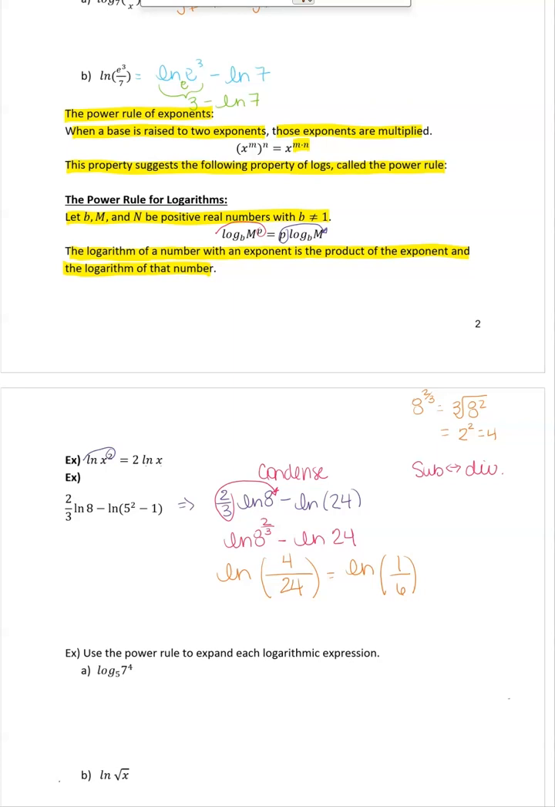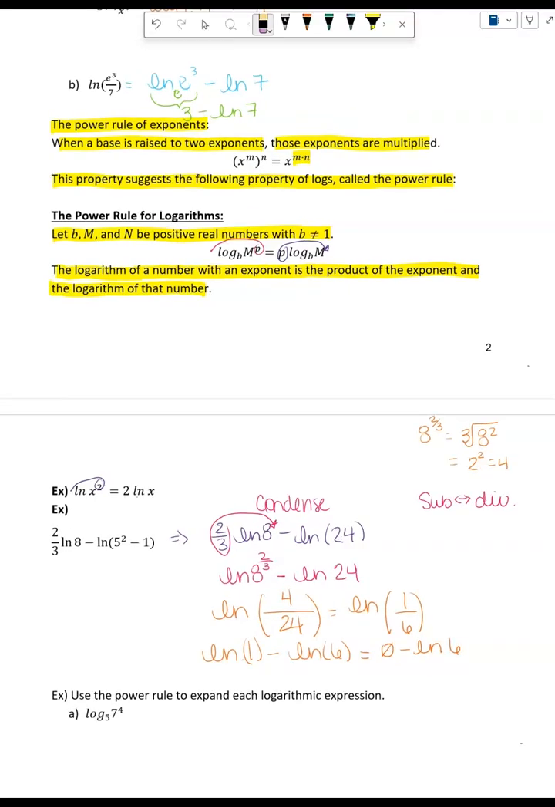Now let's break it back apart again. So we have the ln of 1 minus the ln of 6. ln of 1 is always 0, and if we subtract the ln of 6, that's going to give us the negative ln of 6. Okay.